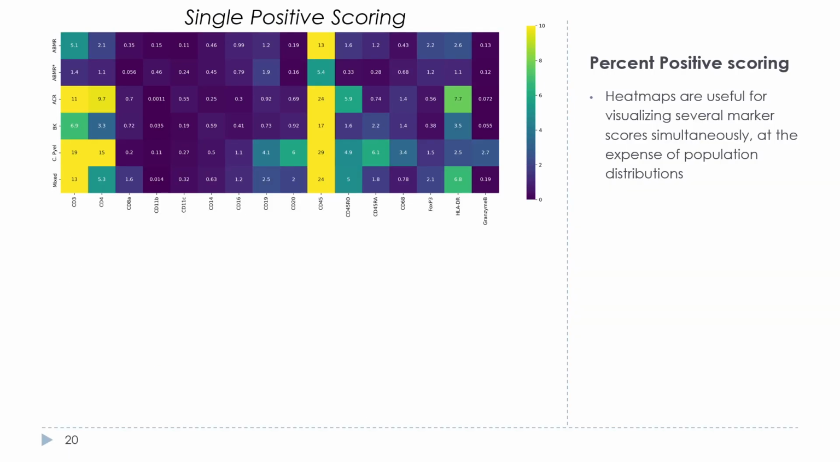Just as previously shown, we can score samples grouped by a categorical variable such as disease classification. We can quantify the percentage of cells positive for an individual marker and visualize these results as a heat map. And while this does allow for the simultaneous visualization of several markers in tandem, we do lose a bit of information regarding the distribution of scores from samples across our population.